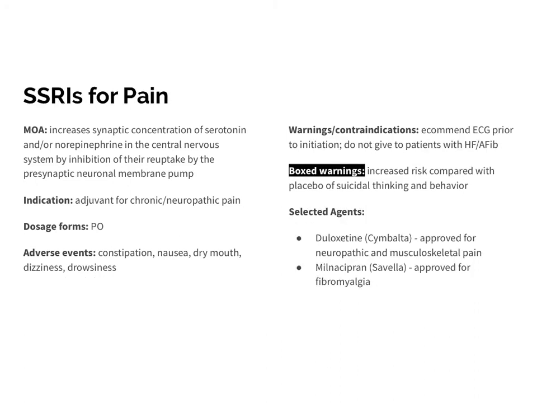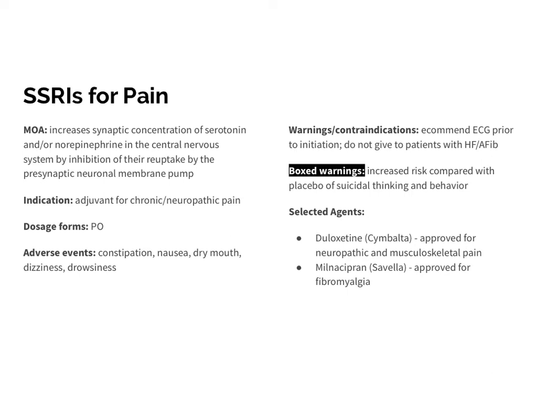Another class of antidepressants that have been used for pain control or pain adjuvant are the SSRIs, the selective serotonin reuptake inhibitors. They also prohibit the serotonin and norepinephrine uptake in the synaptic gap. They're used for chronic and neuropathic pain. They're all PO, and they do cause some constipation, dry mouth, dizziness, and drowsiness, but not near to the extent that the TCAs do. As an antidepressant class, they do have the box warning related to suicidal thinking and behavior, so you do want to monitor your patients.